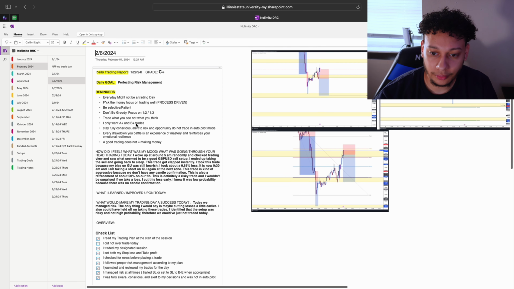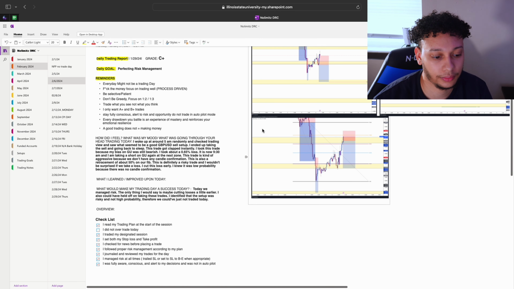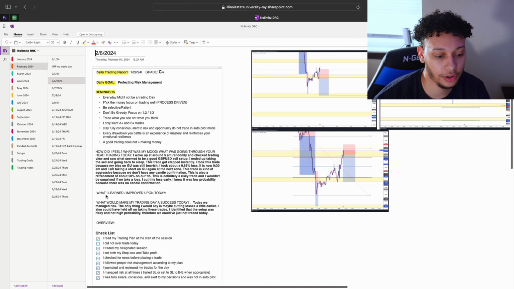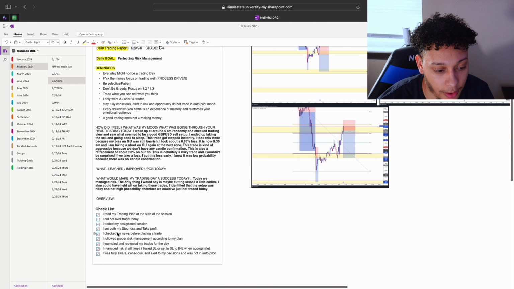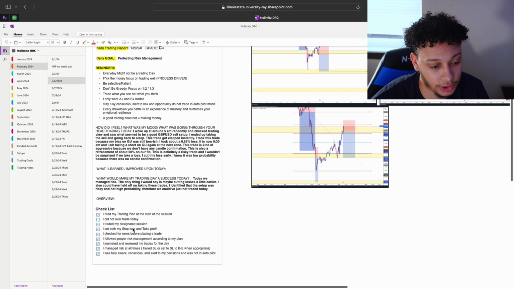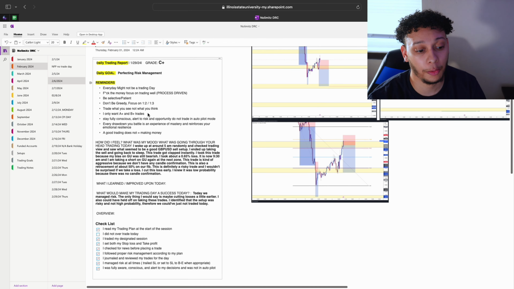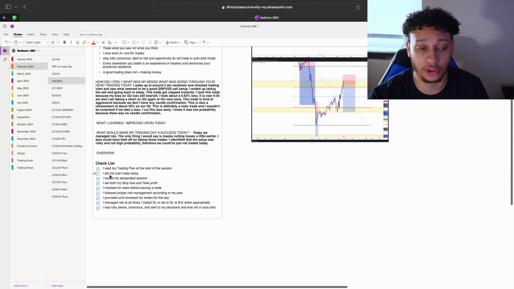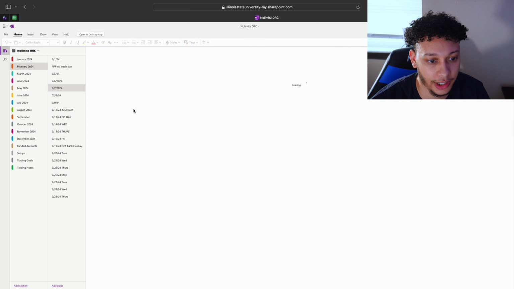I actually forgot to mention that we have a checklist at the end of the day as well, where we check off the things that we were supposed to do for that day. So I read my trading plan at the start of the session. I traded my designated session, set my stop loss and take profit, checked for news before placing the trade, followed proper risk management according to the plan, journaled and reviewed the trades, and you can see the rest. This is what you're grading yourself upon, whether or not you actually executed the things on your checklist. So let's go to another day.